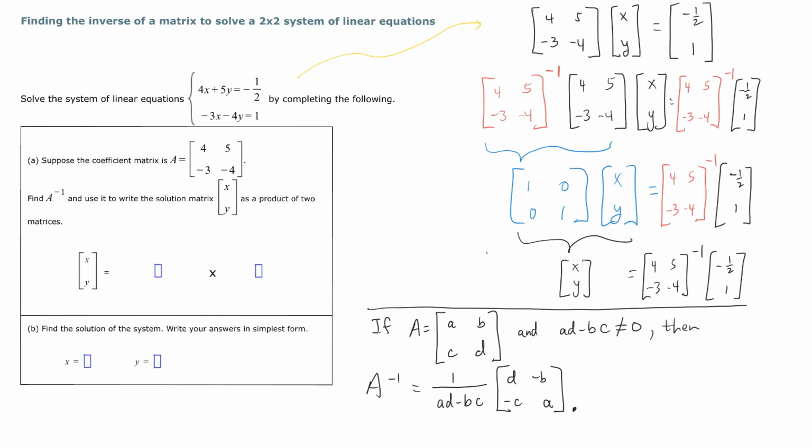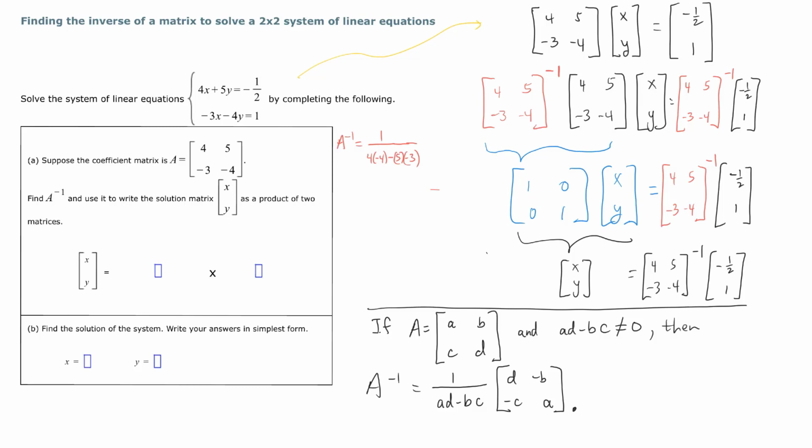Using the formula here, I'm going to go ahead and use that formula and find the inverse of A. So the inverse of A is equal to 1 over what? 4 times negative 4 minus 5 times negative 3. That's really key. That is not 0. In fact, that's negative 1 in the denominator.